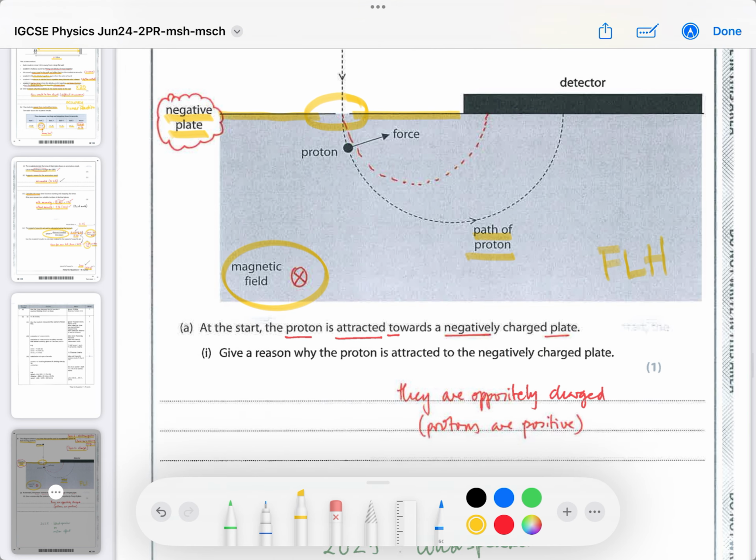Because if you think about it, a moving charged particle, positive, is like the direction of current flow. Because remember, current is the rate of flow of charge. And a proton is a flow of charge, a movement of charge. At the start, the proton is attracted towards the negatively charged plate. Give a reason why the proton is attracted to the negatively charged plate: because they are oppositely charged. Protons are positive. That's what they want you to say, opposites attract.